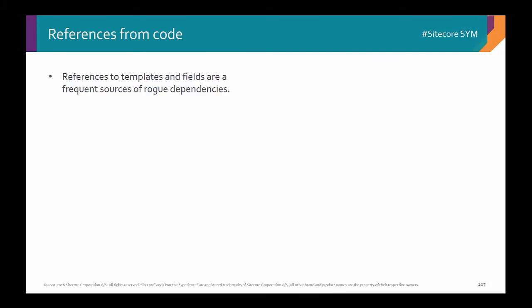So, how do we then reference the templates from our business logic? References to templates and fields in Sitecore is probably number one cause of rogue dependencies. So, business logic in one feature module just randomly referencing some field in another module. It happens all the time, and it's one of those things to be very careful about.